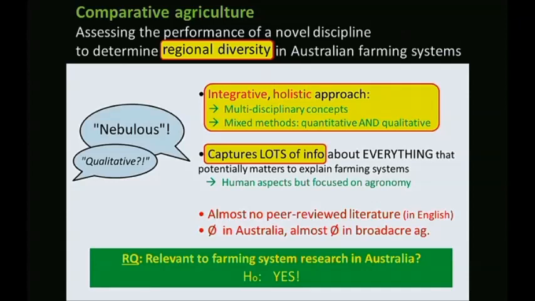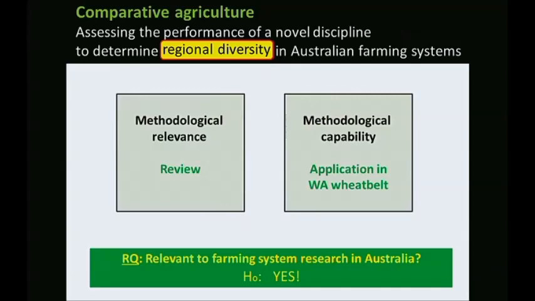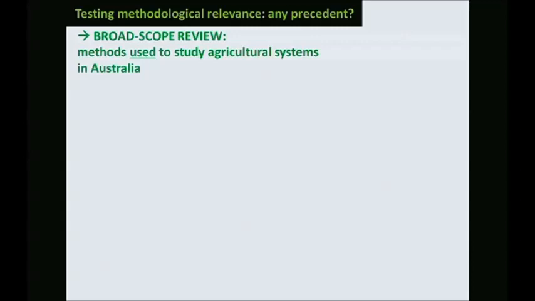And it's not only me saying this. There is increasing recognition that these kinds of approaches are needed to understand complex real-world problems in society. So I'm going to demonstrate that comparative agriculture is useful. First, by demonstrating its methodological relevance with a review, and then its capabilities with an application here in the wheatbelt. So first, the review. Is there any precedent to comparative agriculture or similar methods and concepts?